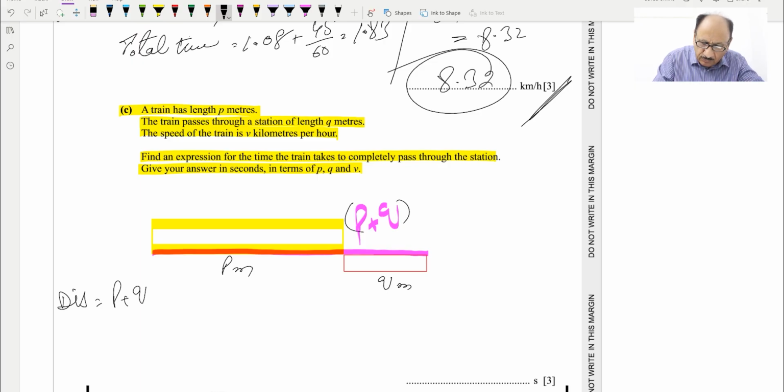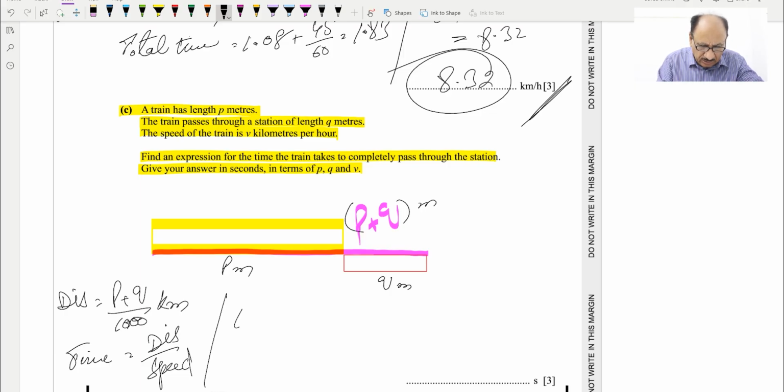So p plus q will also be in meters. So we need to divide by 1000 to change it into kilometers. So now it is in kilometers. And time will be what? Time will be equal to distance over speed.